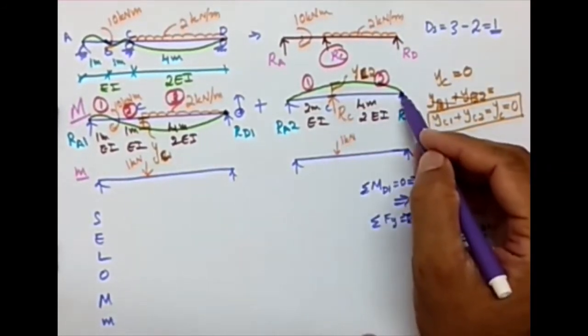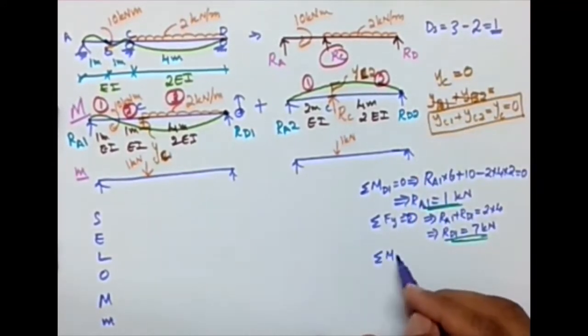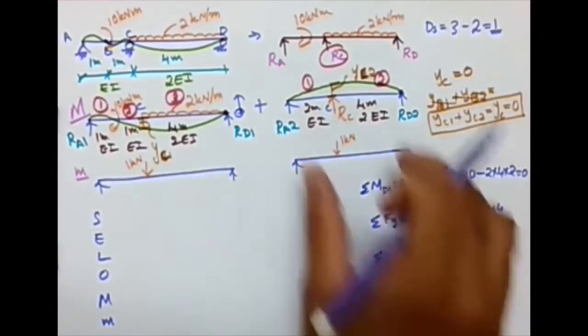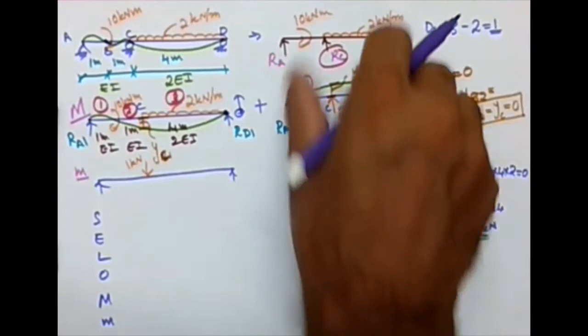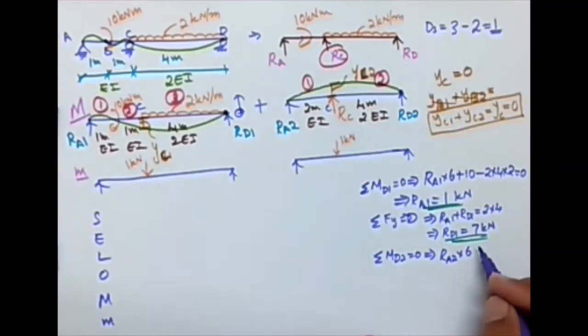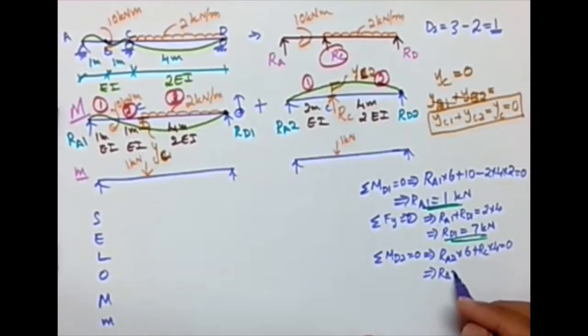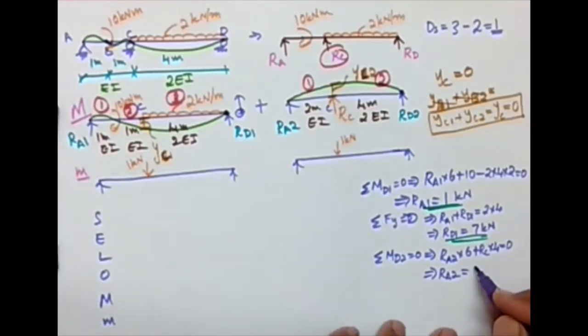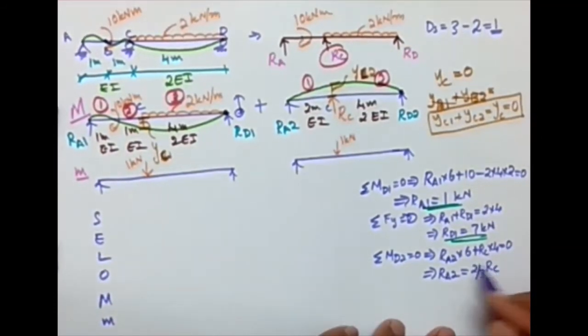So what will be RA2 and RD2? I'm going to take moment with respect to D2. Sigma MD2 equal to 0. What will I get? RA2 multiplied by 6, clockwise. Then RC times 4, that is also clockwise, plus RC times 4 equal to 0, which implies RA2 is equal to, what will be the value? 4RC by 6, that is 2 by 3 RC, and that is negative.